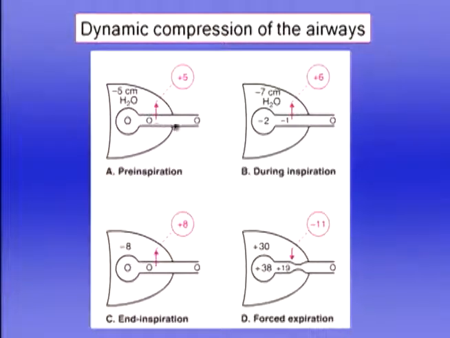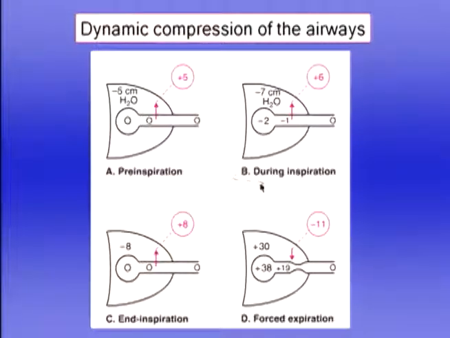Here he is at FRC, and since there's no flow, all the pressures are 0 atmospheric: mouth, alveolar, and somewhere along the airway. The intrapleural pressure, this is meant to be the chest cage around here, is about -5 centimeters of water, and of course that's determined by the recoil pressure of the lung.